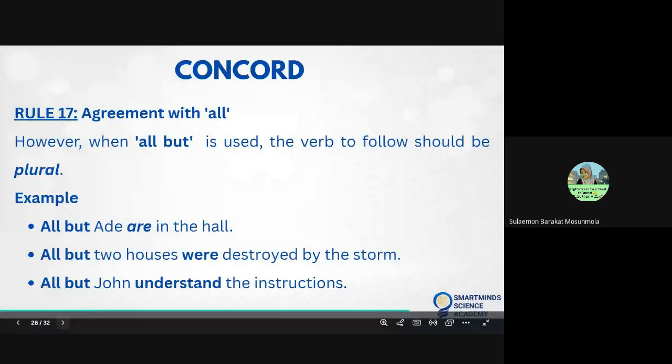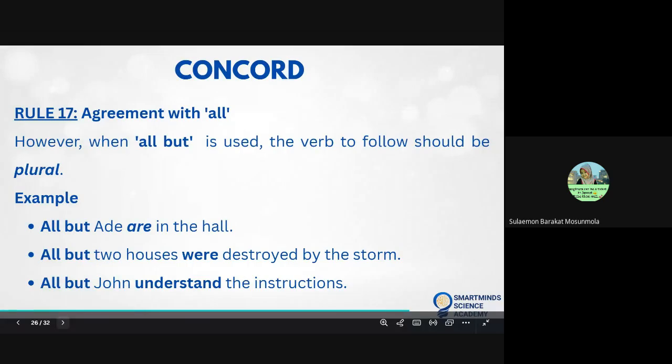So when we have all but, it should follow a plural verb. Look at this now. Example number 1. All but Ade are in the hall. If you look at your sentence interpretation in use of English, you would have seen a question like this. It will tell you to pick the answer that conveys the meaning. The rules are too much, but you have to learn them because you never can tell where your question will come from.